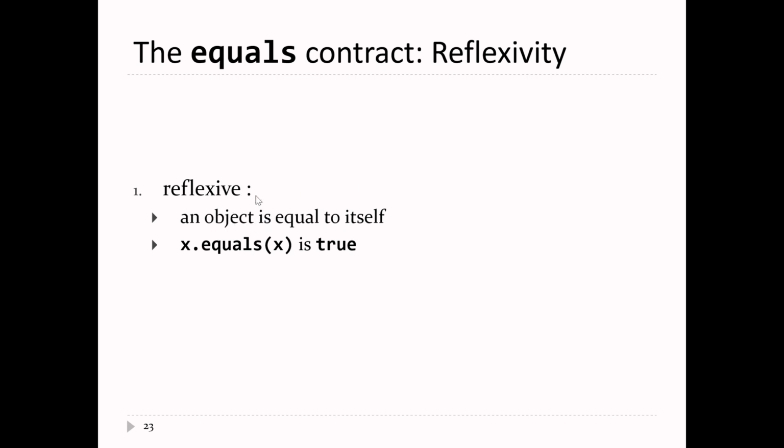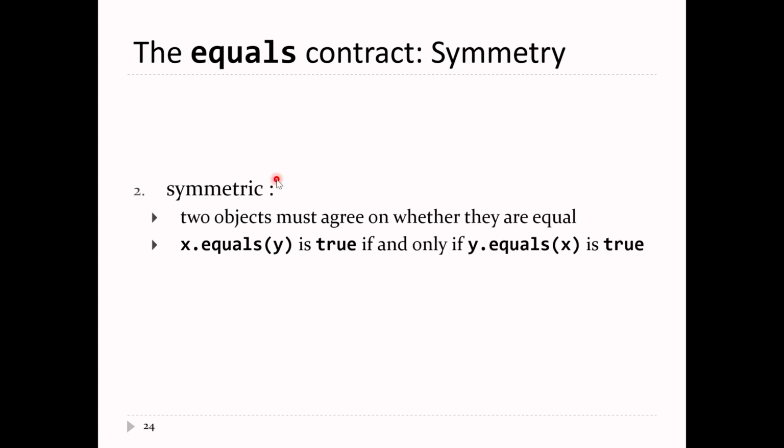So reflexive simply means that an object is equal to itself. So x.equals(x) is always true. That was our requirement number one, which we've already satisfied. Symmetry means two objects must agree on whether they are equal. So x.equals(y) is true if and only if y.equals(x) is true. In other words, it doesn't matter if you reverse the order of the two arguments. You should always get back the same answer. This is only true if one of them is not null.